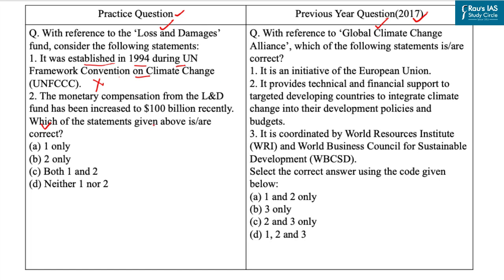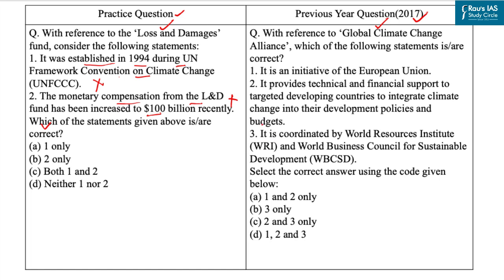Now, let's come to the second statement. The monetary compensation from the Loss and Damages Fund has been increased to $100 billion recently. Now, again, this statement is incorrect. Why? Because crucial questions such as who will manage this fund, whether contributions are expected from large developing countries, and what the fair share of contributors will be, these all have been left to a transitional committee, and that will make recommendations for the adaptation of the fund at the next COP of the United Nations Framework Convention on Climate Change, to be held in UAE in 2023.